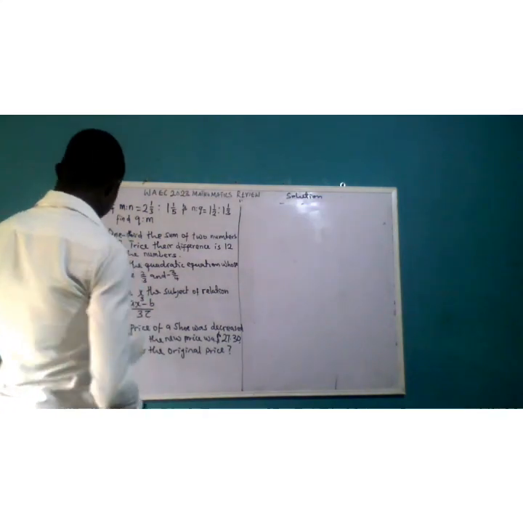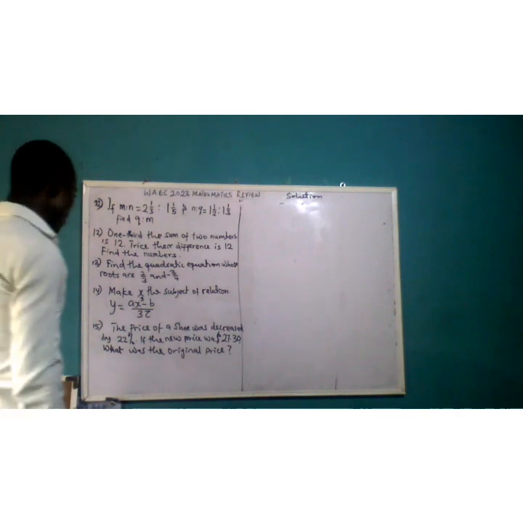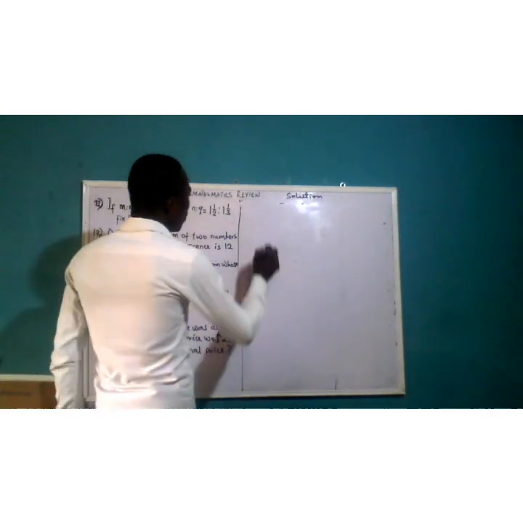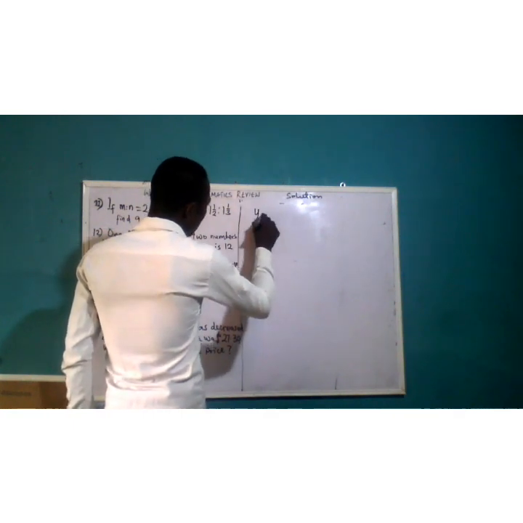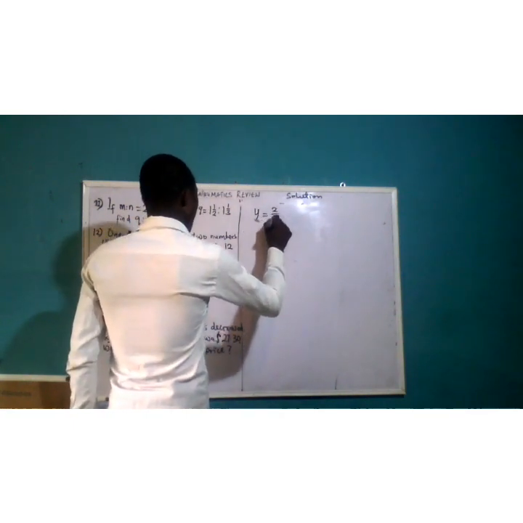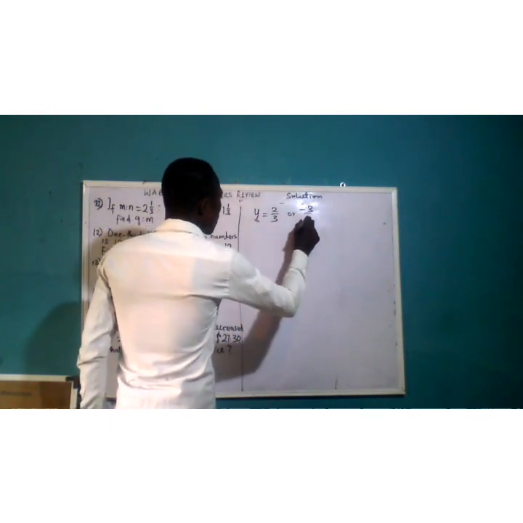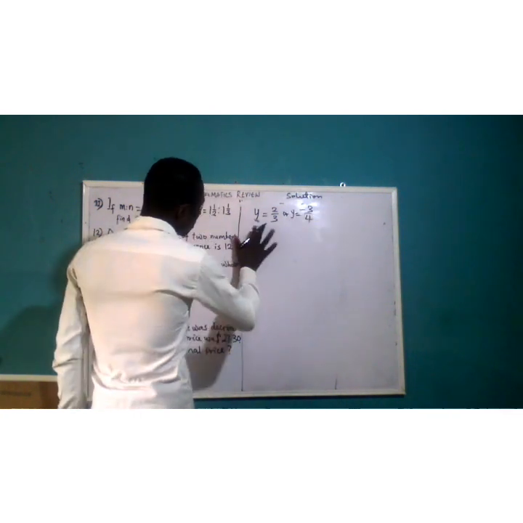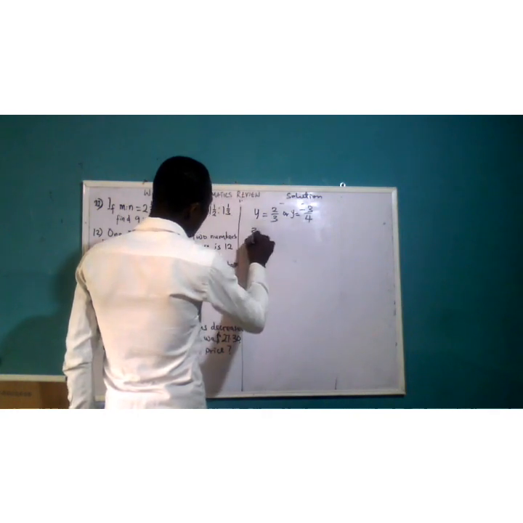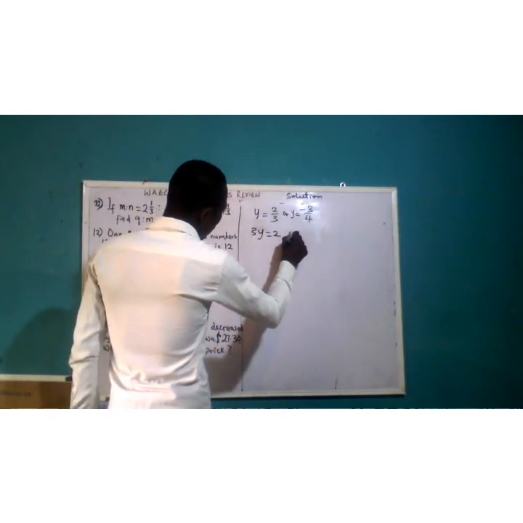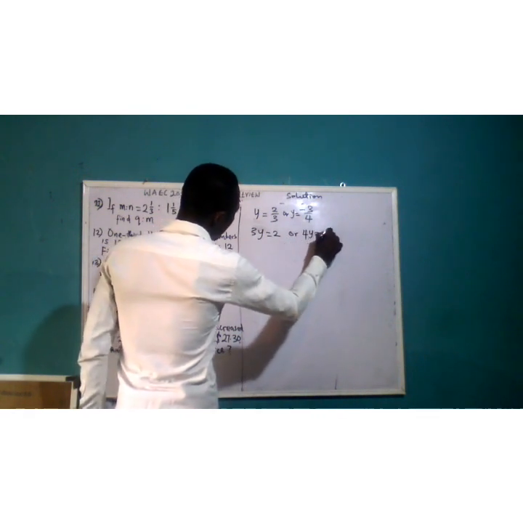Okay, so in question number 13, we have to find the quadratic equation whose roots are 1 over 3 and negative 3 over 4. So if the quadratic equation is written in y, it means that y equals 2 over 3, or y equals minus 3 over 4. If you multiply both sides of this equation by 3, you have 3y equals 2. Then if you multiply both sides by 4 here, you have 4y equals negative 3.